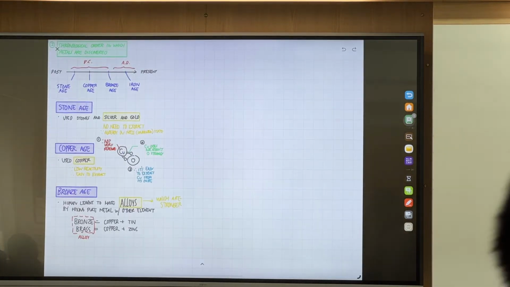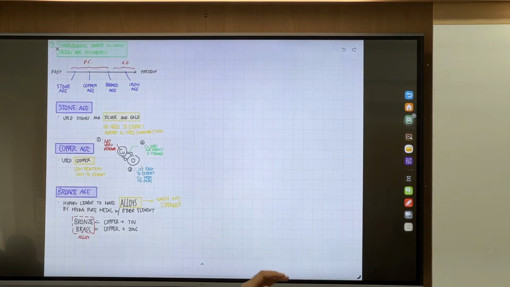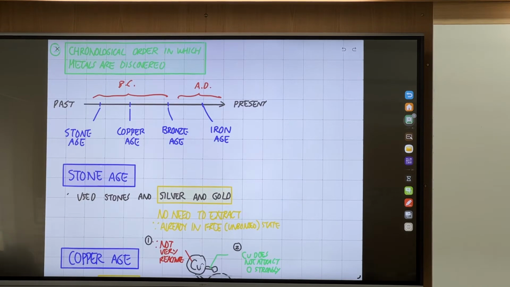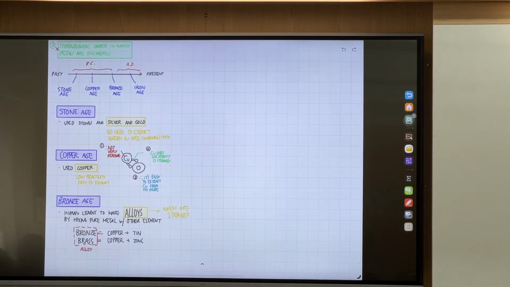Last time we stopped at the order in which metals are discovered. If you look closely, you will find that the order in which metals are discovered has something to do with the reactivity of the metal. So what conclusion can we draw from here?